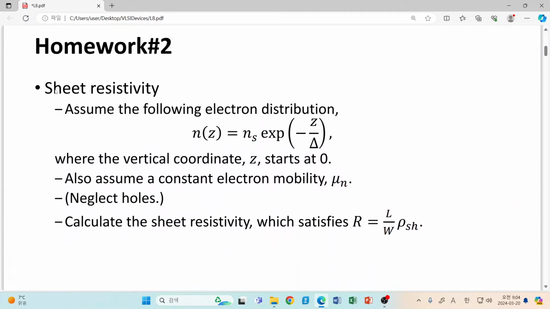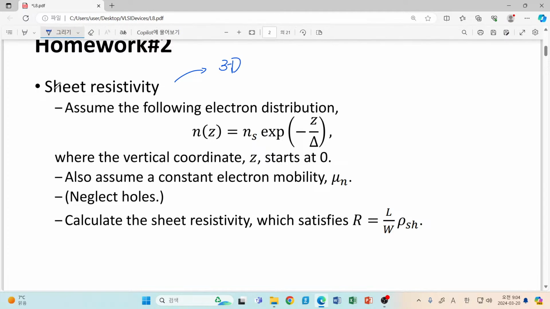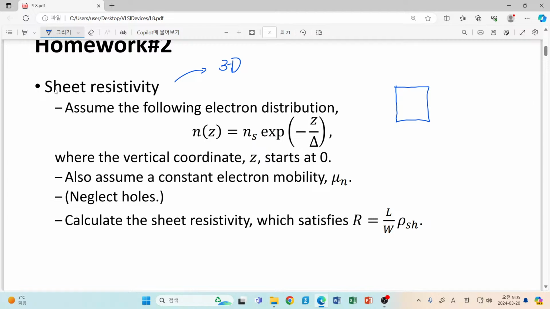So, at the end of our previous lecture, we introduced the concept of sheet resistivity. I told you that resistivity is something like a three-dimensional quantity. At a given position, we can define the resistivity. But sheet resistivity, what is it? It is seen from the top of your wafer.